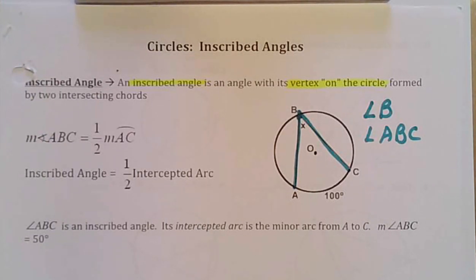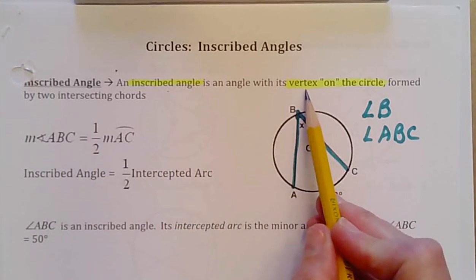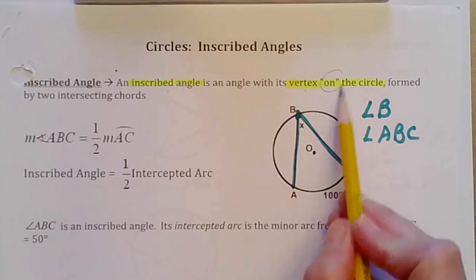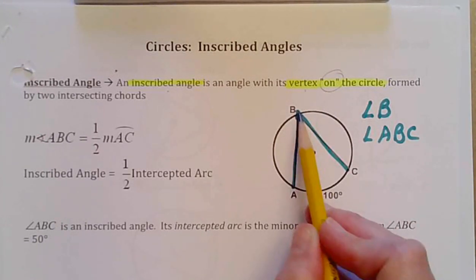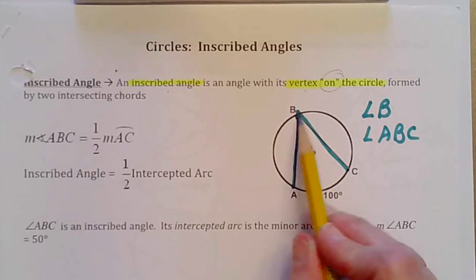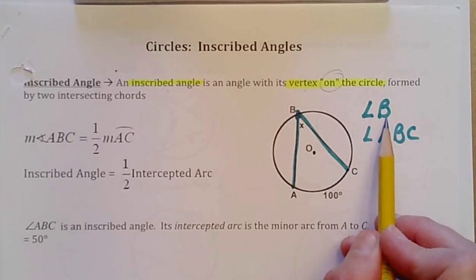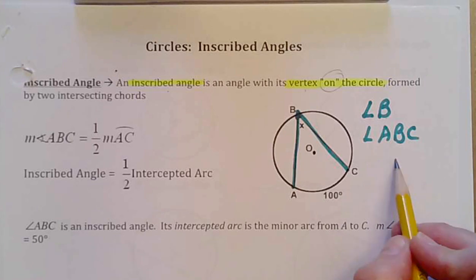Hello, today we are going to be learning about inscribed angles. An inscribed angle has its vertex on the circle. So here it is, right here. Here's your vertex at angle B. This is your angle. And of course we can call this angle a couple different things. One is angle B, name it for its vertex, or ABC, vertex in the middle.